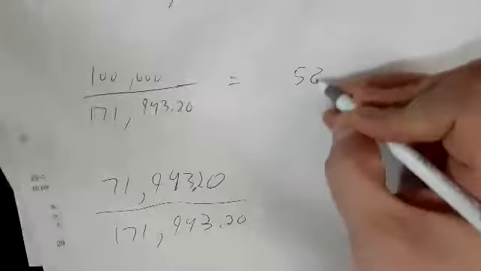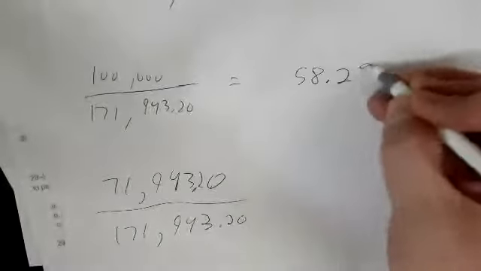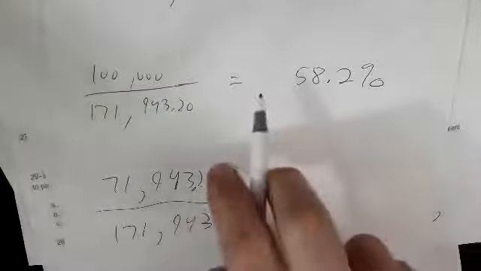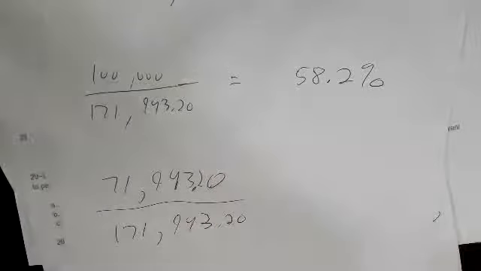58.2% is what this is going to be. So I know I'm doing conversions, two steps in one, right? This is going to give you a decimal, and then I'm converting the decimal to a percentage. 161.943.2. And this one should be giving me 41.8%.